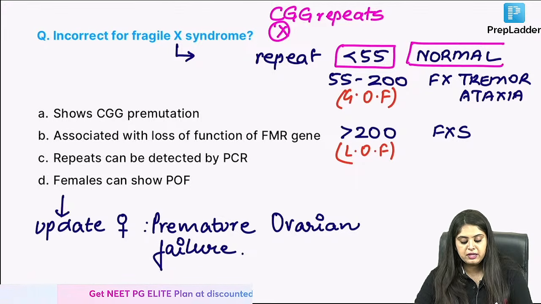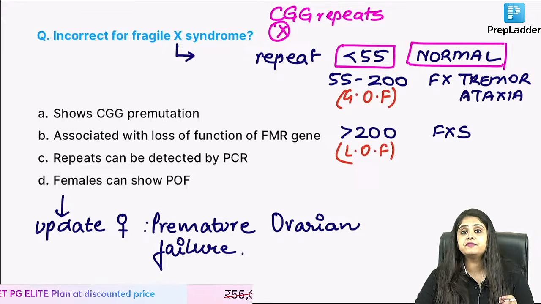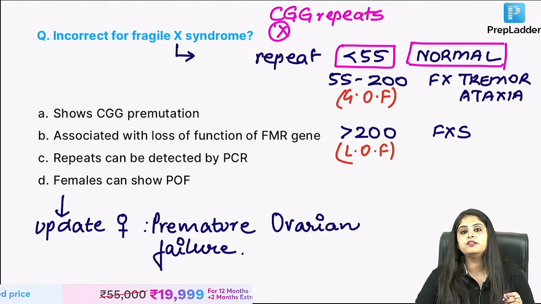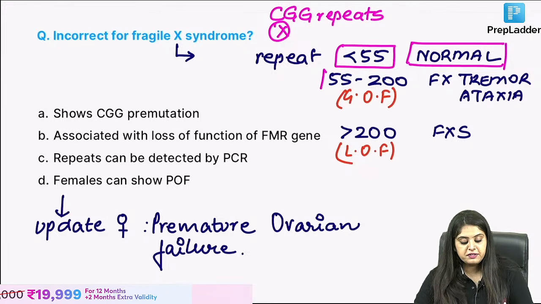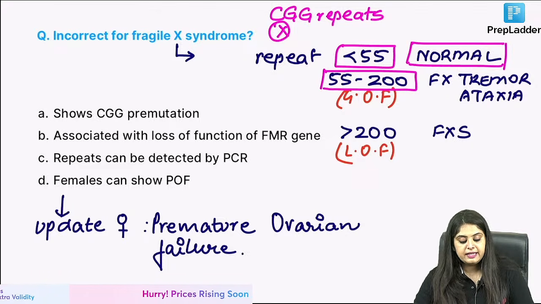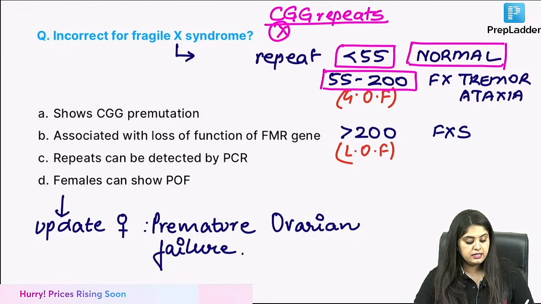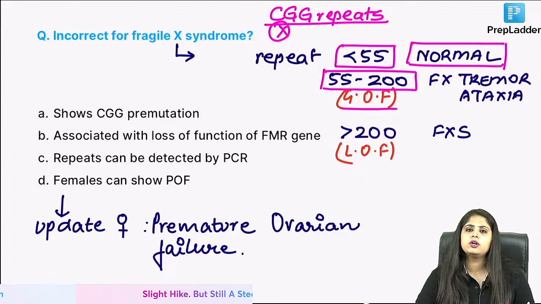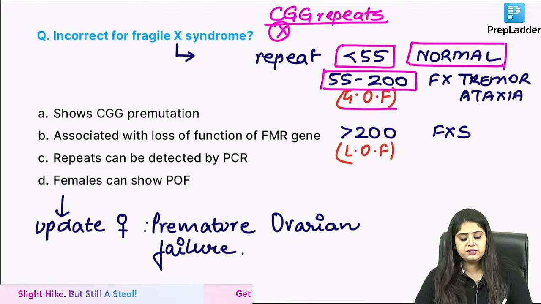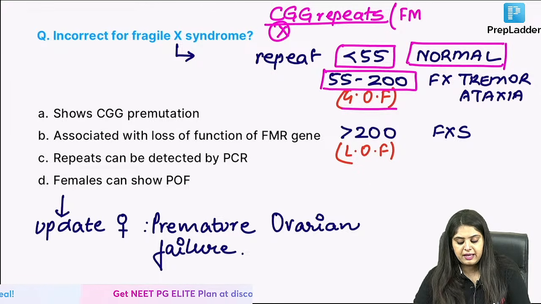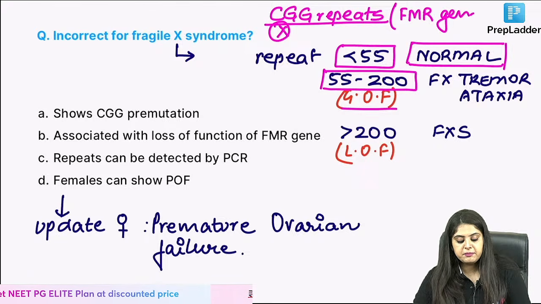That person is going to be completely normal. So 55, fit and fine. That's how we learn it. But when it crosses 55 to 200, then these CGG repeats result in a gain of function mutation. So ma'am, what is gaining? Whose function is gaining? Where are these CGG repeats happening? This is seen in the FMR gene.